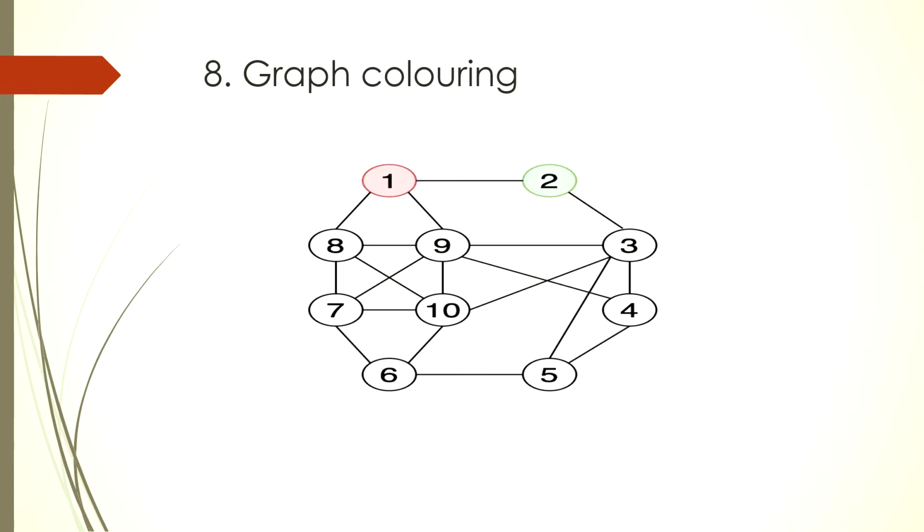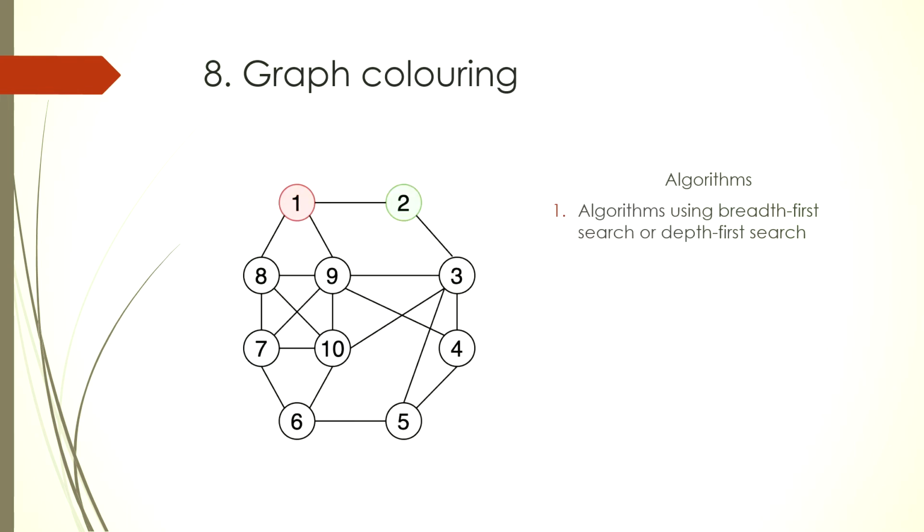Number 8. Graph coloring. Graph coloring assigns colors to elements of a graph while ensuring certain conditions. Vertex coloring is the most commonly used graph coloring technique. In vertex coloring, we try to color the vertices of a graph using K colors, and any two adjacent vertices should not have the same color. Other coloring techniques include edge coloring and face coloring.